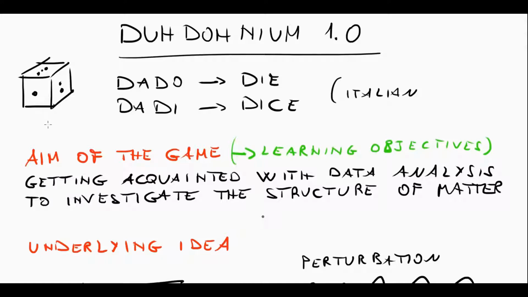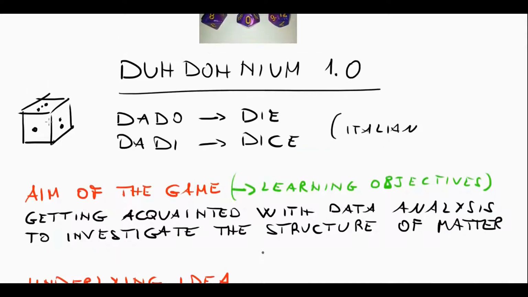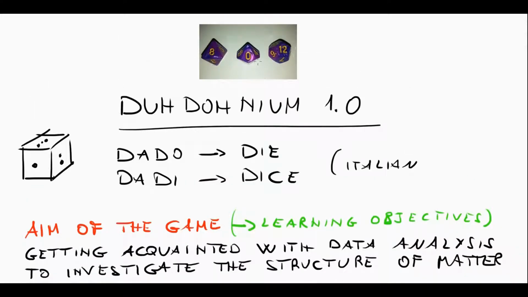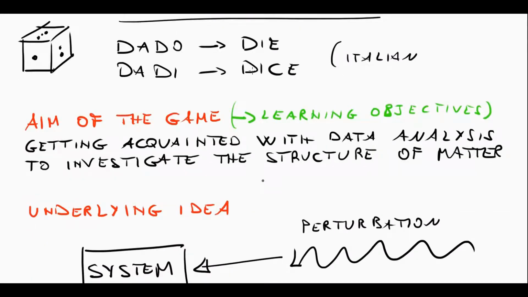This is a classical 6-face die, but we will use also 8-face die, 10-face die, 12-face die, as well as a 4-face die and 20-face die. What's the aim of the game? What are the learning objectives? Essentially, getting acquainted with data analysis to investigate the structure of matter.